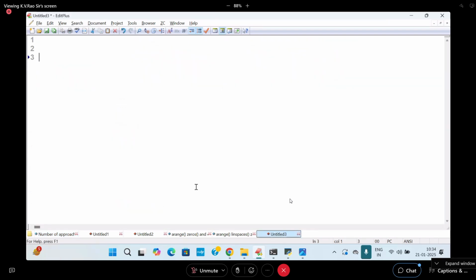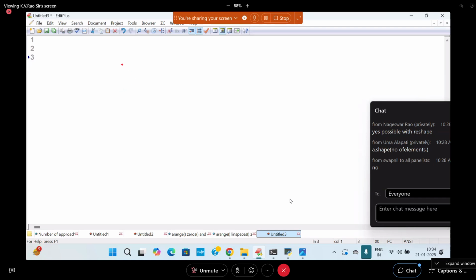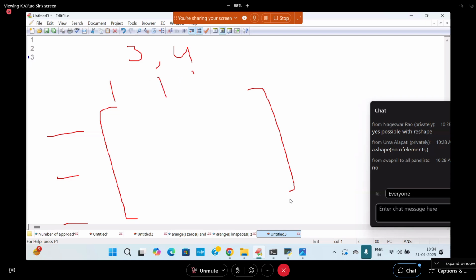Look, suppose I'm going to take 3 comma 4. What is the meaning of 3 comma 4? 3 rows. 3 rows means row, row, row. Next, columns, another column like this. I want to prepare a unit matrix.